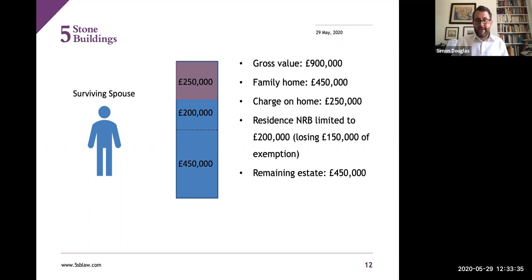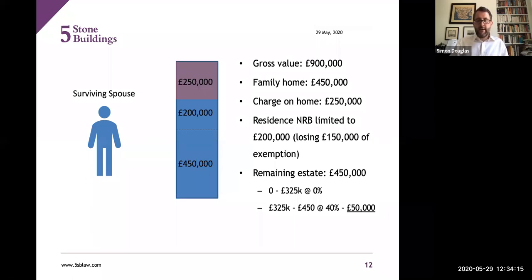That then leaves their remaining estate, which, as we said, is worth £450,000. The estate can't apply the remaining £150,000 of the residence nil rate band to that general estate. Rather, they can only apply the general nil rate band to that estate. So the first £325,000 of the remaining estate is taxed at 0%, but the remaining £125,000 of value is taxed at 40%. So there's going to be IHT charged of £50,000.